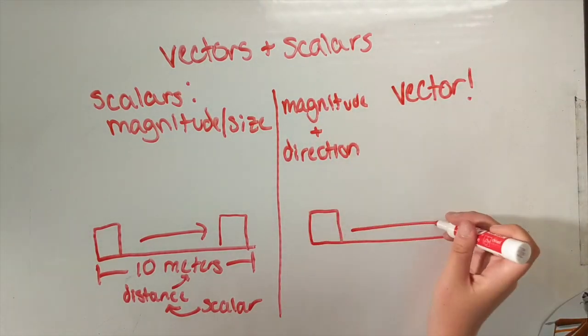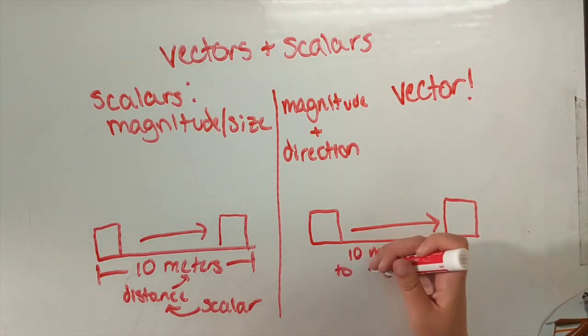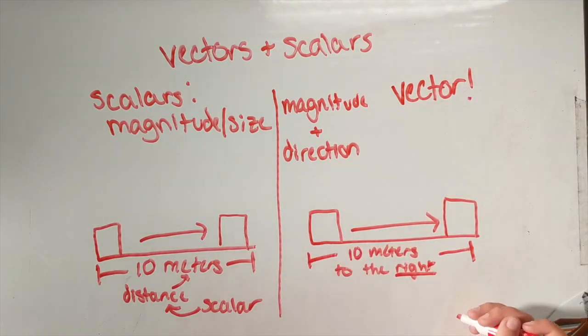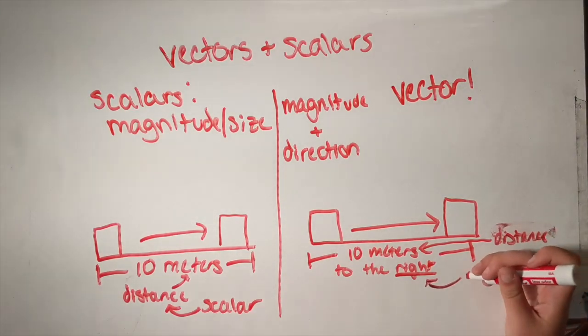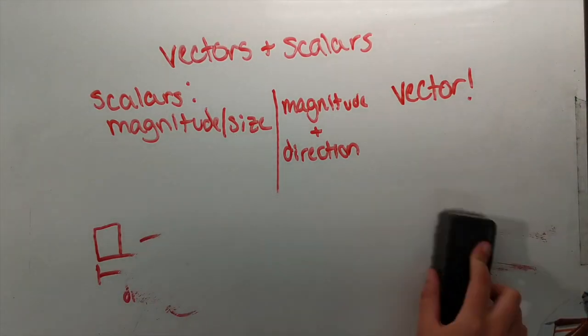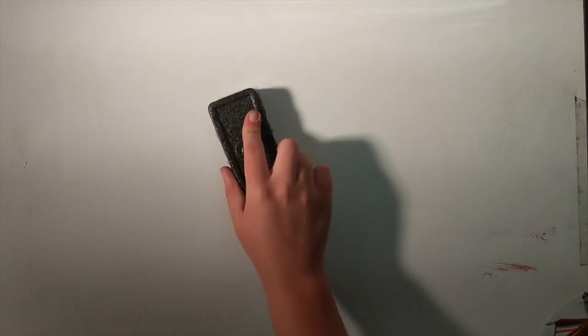Let's say we have the same box, but this time I push it 10 meters to the right. Me saying to the right is really important because I'm giving it direction with the magnitude. And as a reminder, magnitude just means the distance and right is the direction.